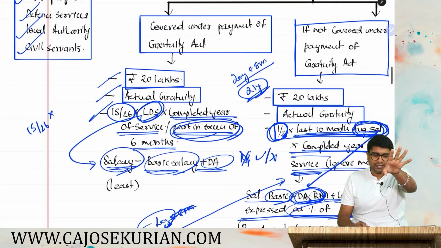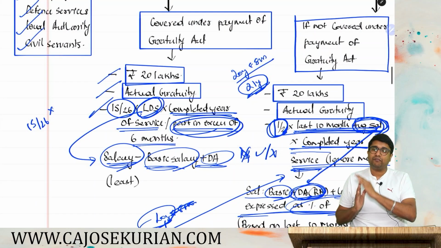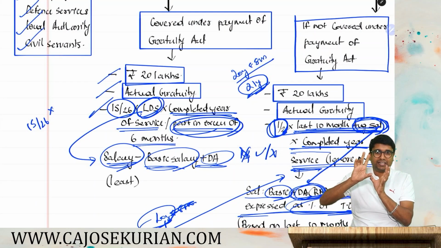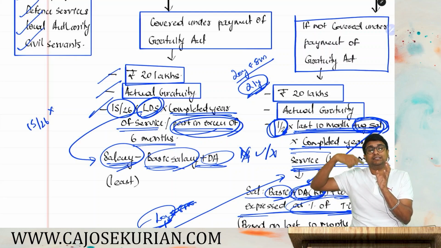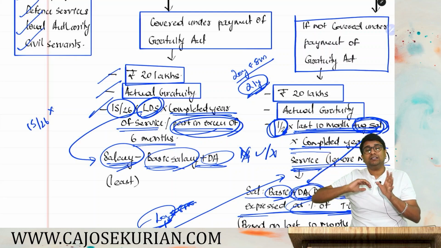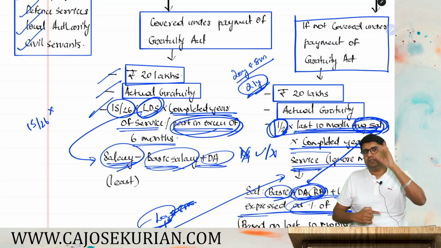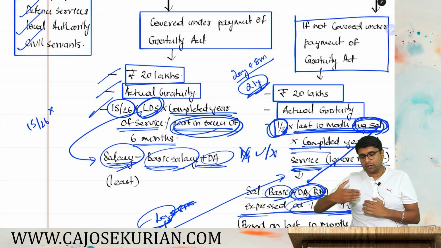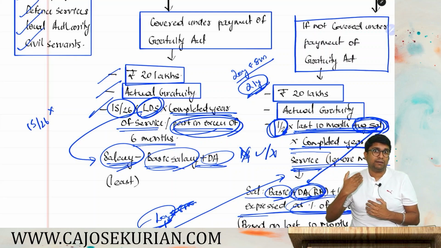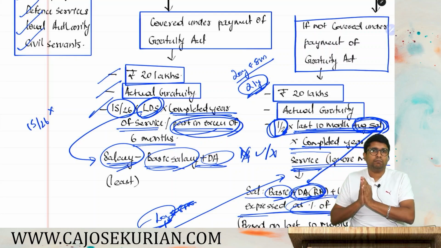So simply means, friends, listen, if you are an employee covered under Payment of Gratuities Act, you have to take the fractional months if it is 6 months or more. If you are a person not covered under Payment of Gratuities Act, always ignore the fractional months, only take the completed year. And what is the third formula? 1 by 2, half into last drawn, last 10 months average salary into completed year of service.